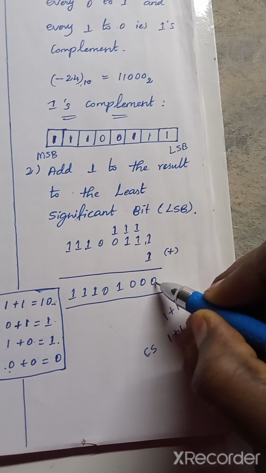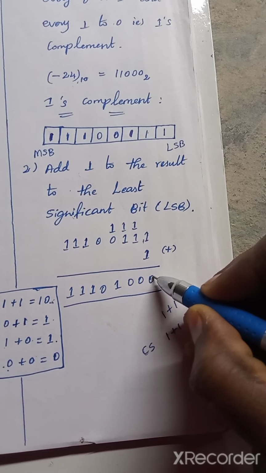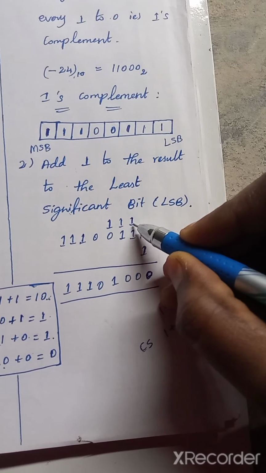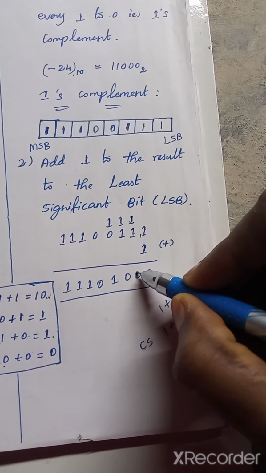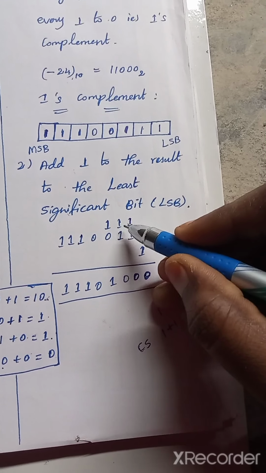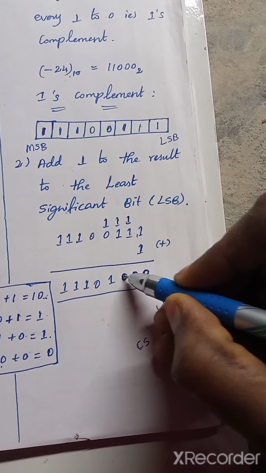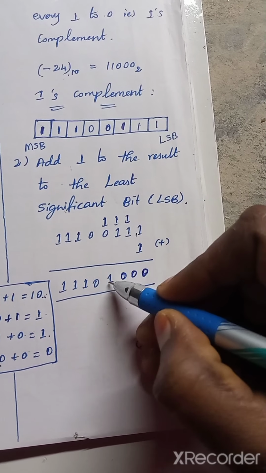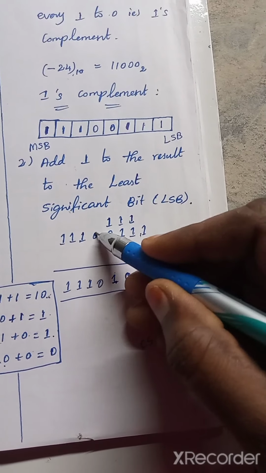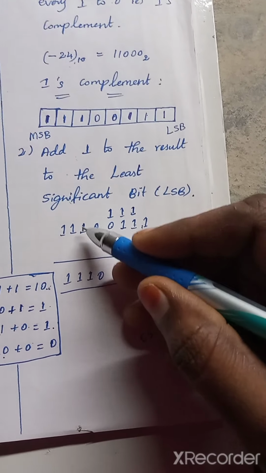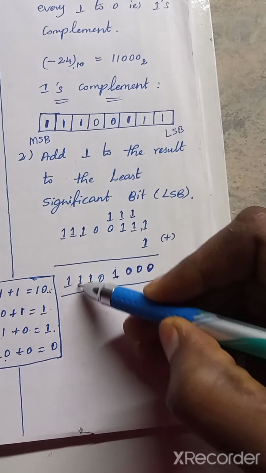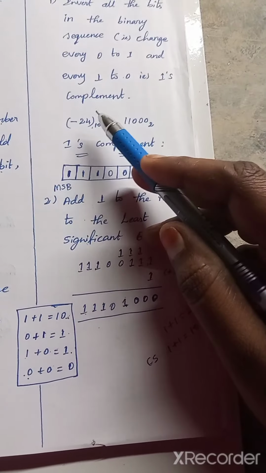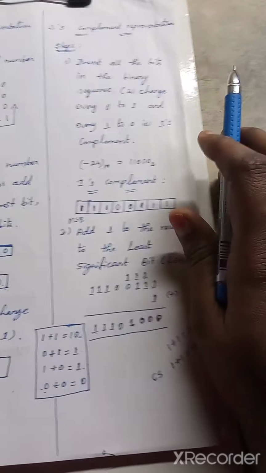1 plus 1, 1 0. Put 0 here and carry 1. 1 plus 1 again, 1 0. Put 0, carry 1. 1 plus 1, put 0, carry 1. 1 plus 0 is 1. So the answer is 1. Here we have no more digits. 1 0 0 0 1 1 1 0. So this is the 2's complement of minus 24 base 10.